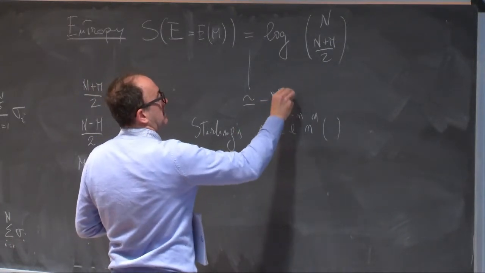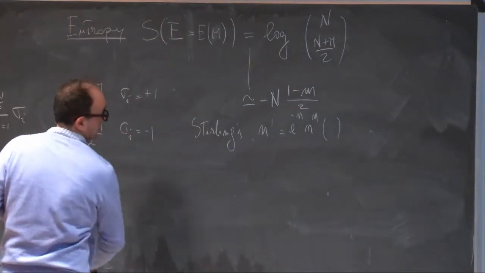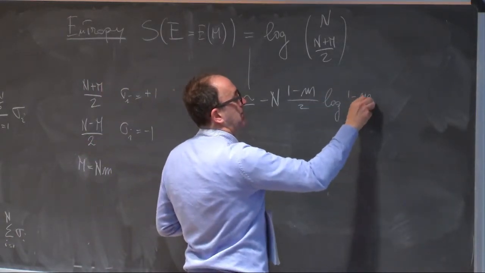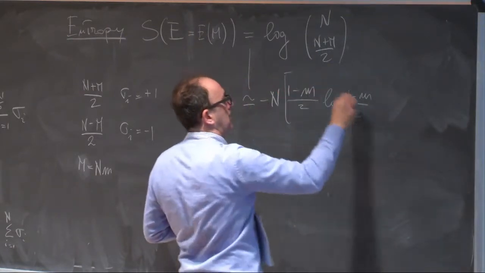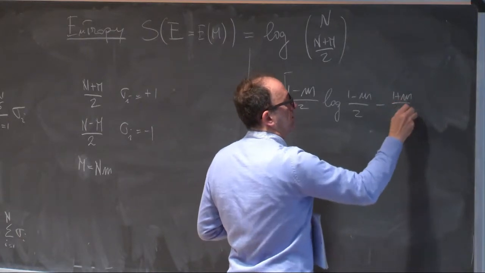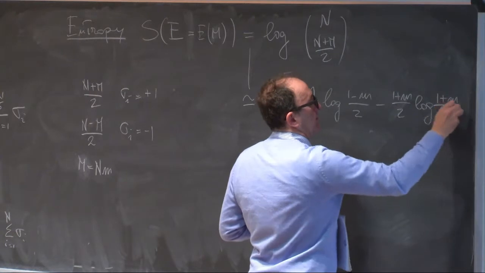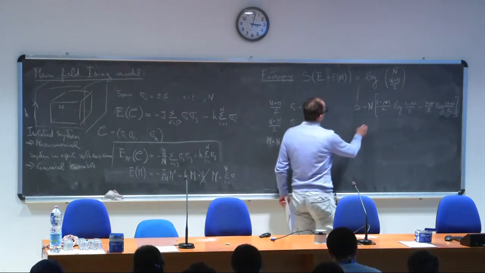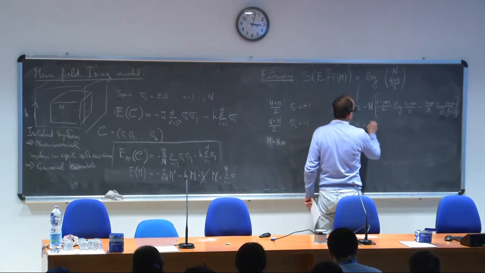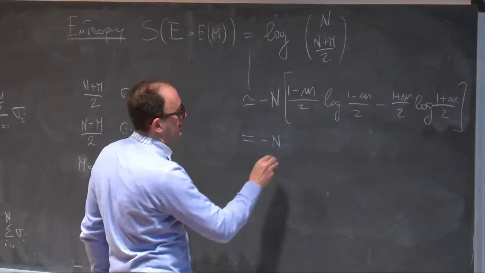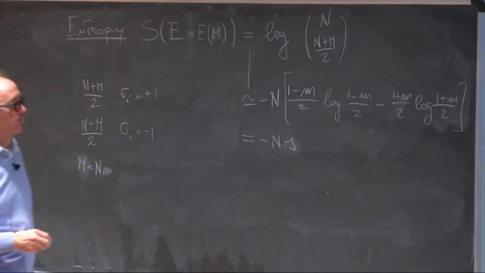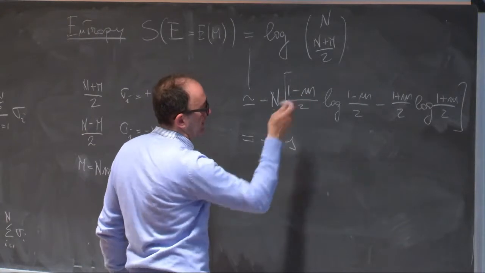this becomes minus n times [(1 minus m)/2 log (1 minus m)/2 plus (1 plus m)/2 log (1 plus m)/2], okay? So this is the microcanonical entropy, and I will write this as n times this small s, which is a function of m in this case.